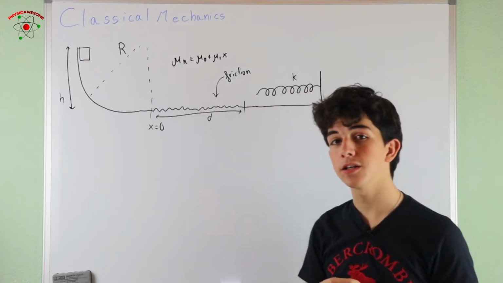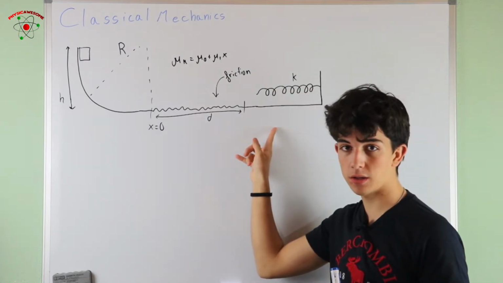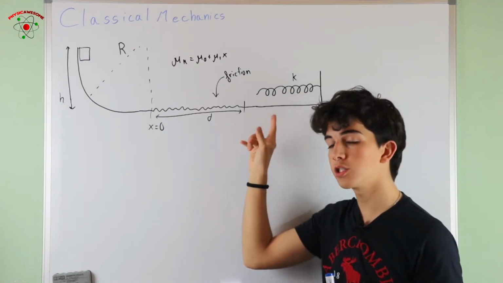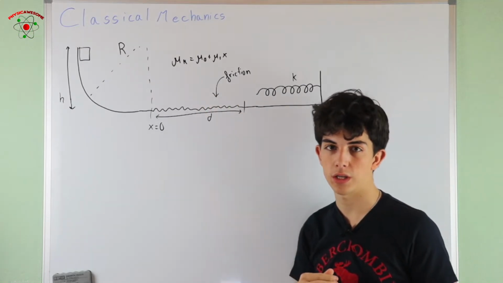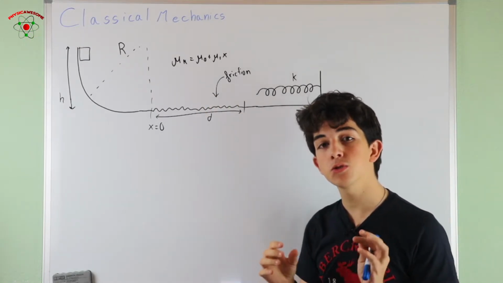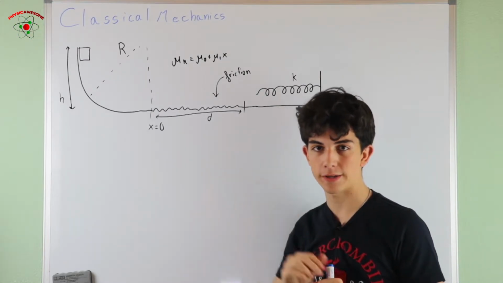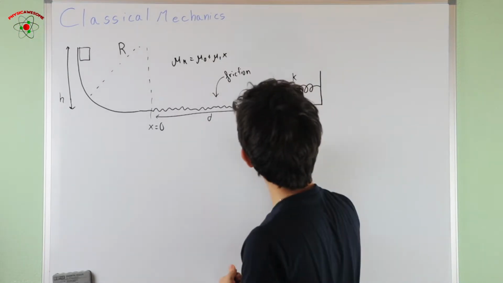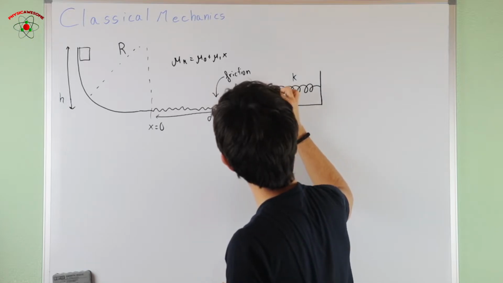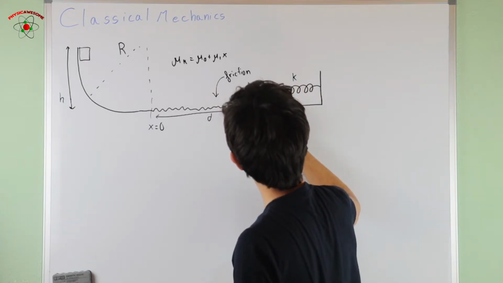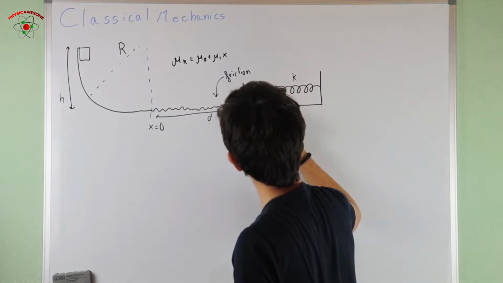And after that, we will reach a spring. And this spring is going to contract once we hit it. The objective is to find how much the spring will contract. So we are trying to find, once this mass gets over here, how much the spring will contract.